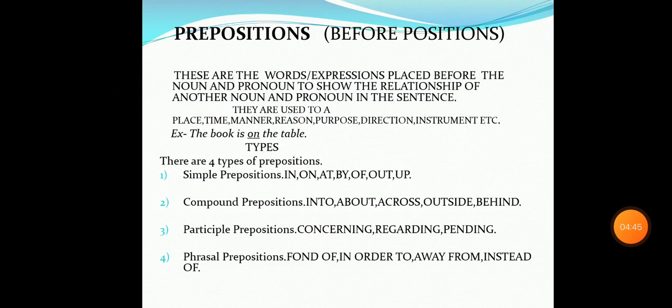Now come to the kinds of preposition or types of preposition. There are 4 types of preposition. They are classified into 4 types. First type is called simple preposition. Second one is called compound prepositions. Third one, participle prepositions, and the fourth one is phrasal prepositions.